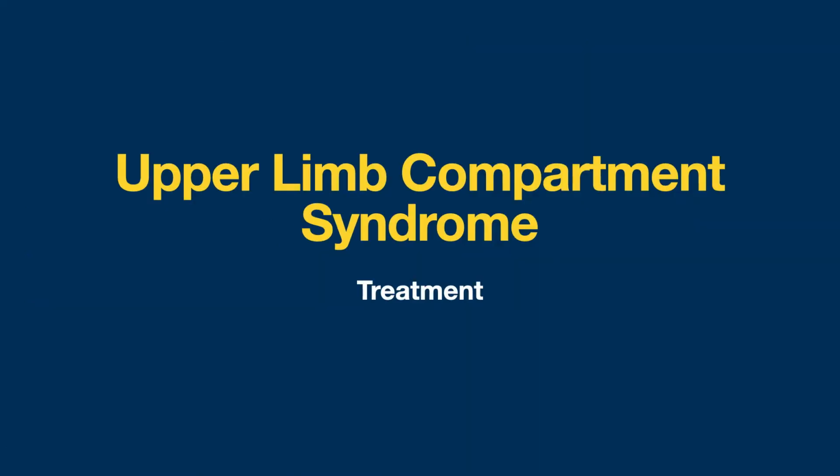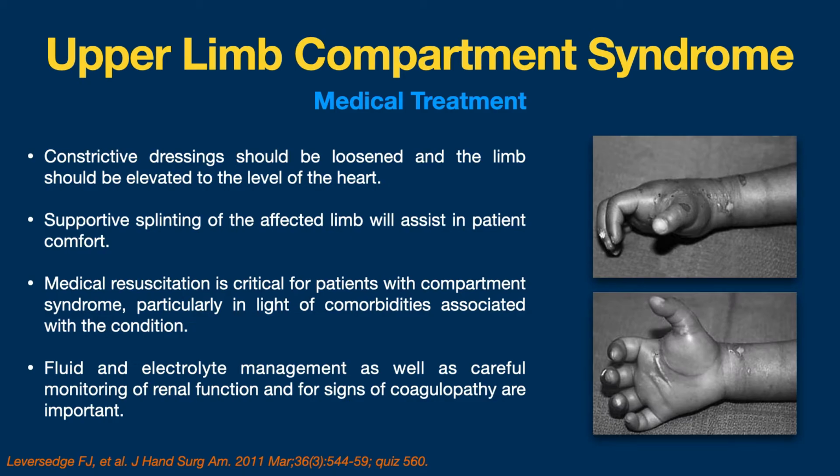Treatment. Medical treatment. Constrictive dressings should be loosened and the limb should be elevated to the level of the heart. Supportive splinting of the affected limb will assist in patient comfort. Medical resuscitation is critical for patients with compartment syndrome, particularly considering comorbidities associated with the condition. Fluid and electrolyte management, as well as careful monitoring of the renal function and for signs of coagulopathy are important.